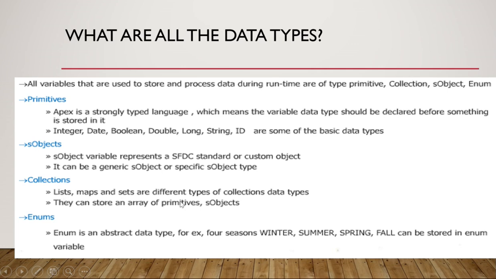Collection is list, map and set. There are different collection types. They store an array of primitives or S objects. Basically a list is an array, and a map is a key-value pair. We'll take a look at it. And then enums is an abstract data type. So these are the total number of data types that you have. Please remember that you have something unique in Salesforce Apex, that is ID and S objects. You can have an S object type variable.